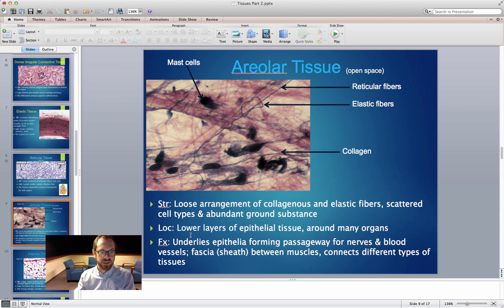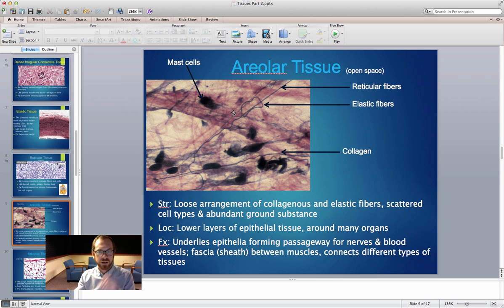The location is at the lower layers of epithelial tissue and around many organs. And the function is that it's going to form this framework at epithelial tissue that allows nerves and blood vessels to pass through. And this is how we're going to get nutrients and nerves to these epithelial tissues. We're also going to find this at fascia. This is kind of this sheath, this connective tissue sheath around muscles that holds muscles in place. And then it's also going to connect different types of tissues together.